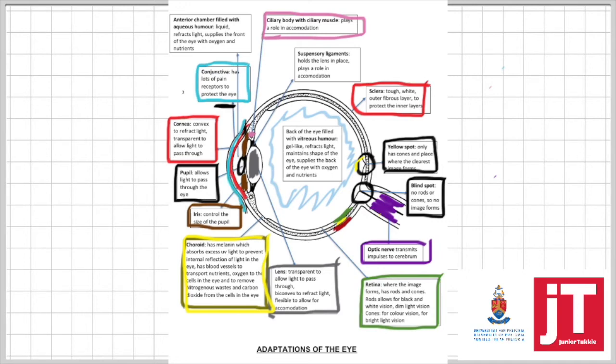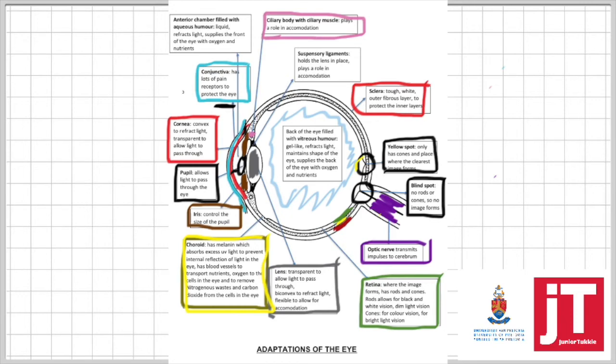Then the brown part of the eye, that's the colored part of your eye. So here I made this person have brown eyes. That's the iris, and the iris is on either side of the pupil. The iris has muscles that control the size of the pupil, and the pupil is a hole or a space that allows light to pass through.